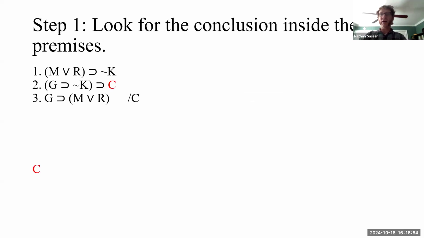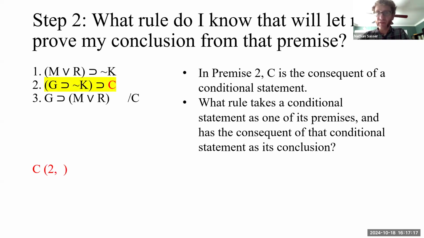And now here's the first step. Look for the conclusion inside the premises. So the conclusion I'm going for is C. Do I see C inside any of the premises? The answer is yeah. I see it there in premise 2. It is the consequent of a conditional statement, right? Great.